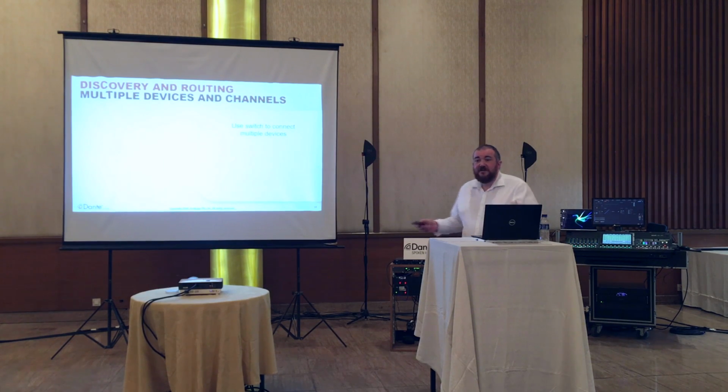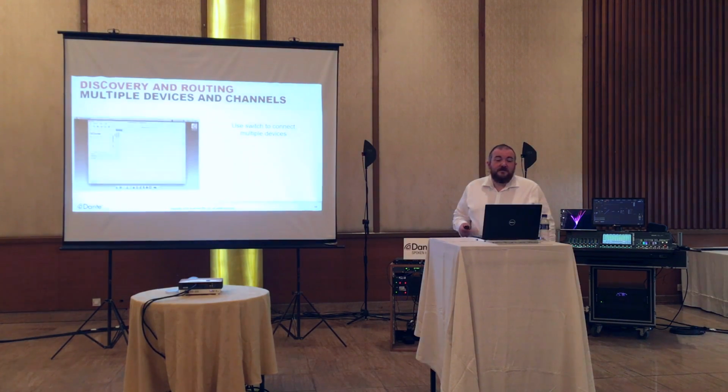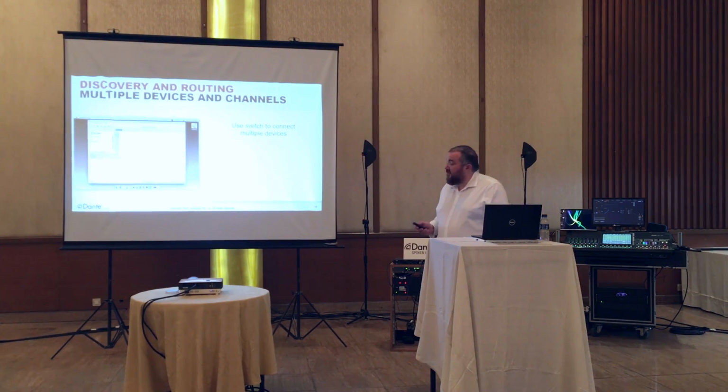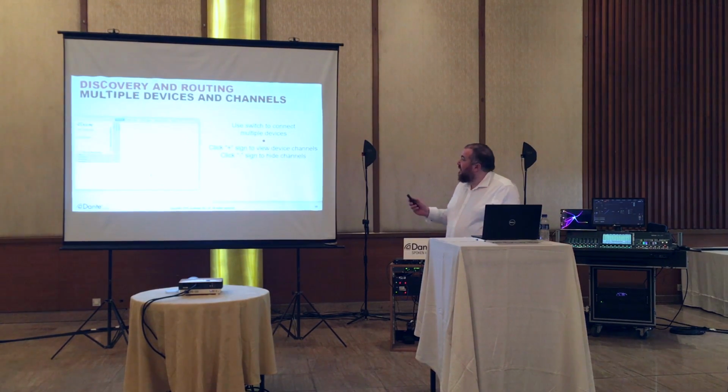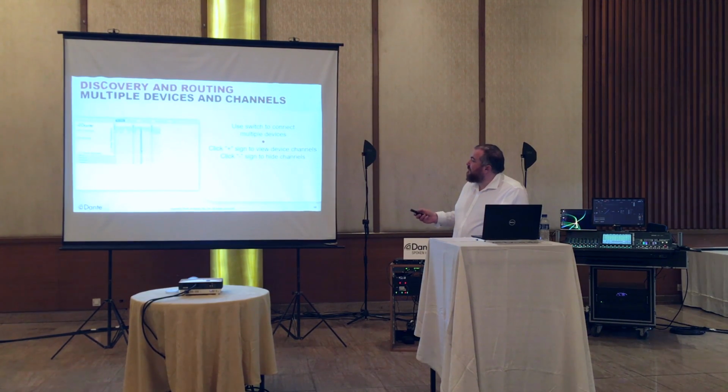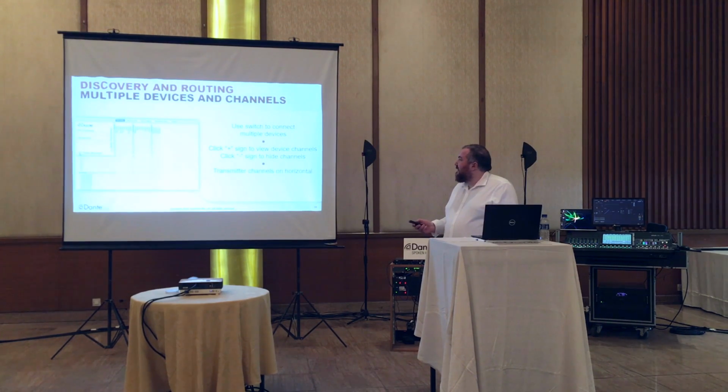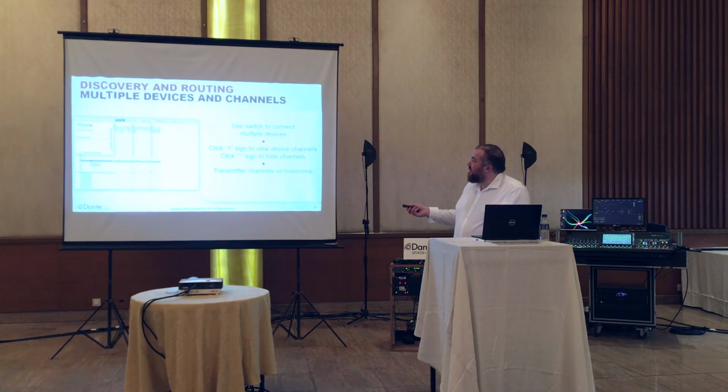So if we want to use multiple devices and channels, we connect them all into a switch, and also connect our Dante Controller computer into the same switch. And the devices pop up on the screen like this. And now we just click the plus sign on a device. And now, if we use the big one here, we can see all of the transmitting devices. And if we click the other one here, we can see all of the receiving channels. So transmission channels are in the horizontal, and receiving channels are on the vertical.